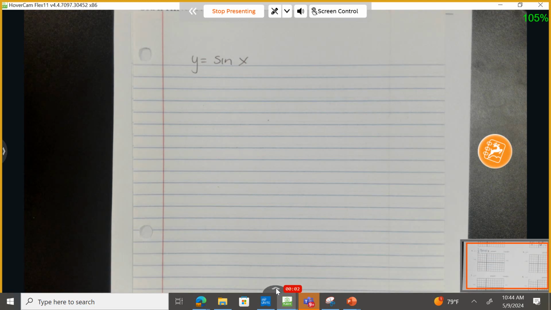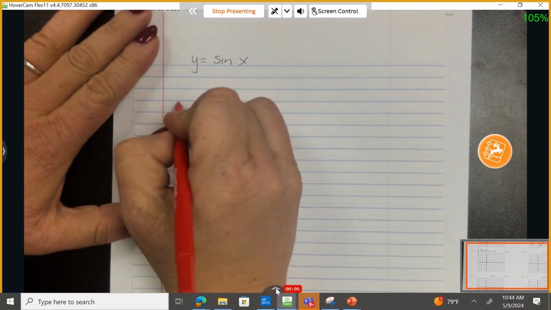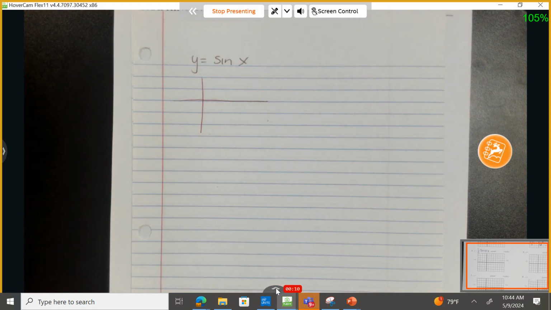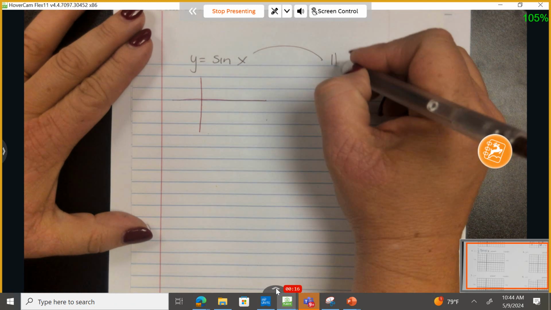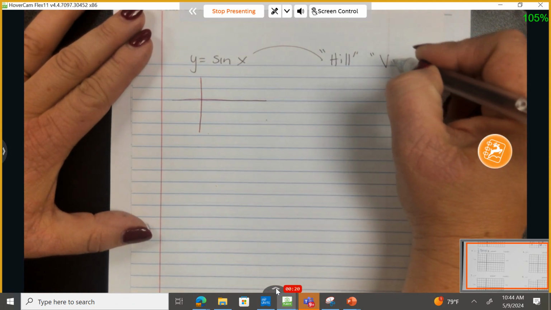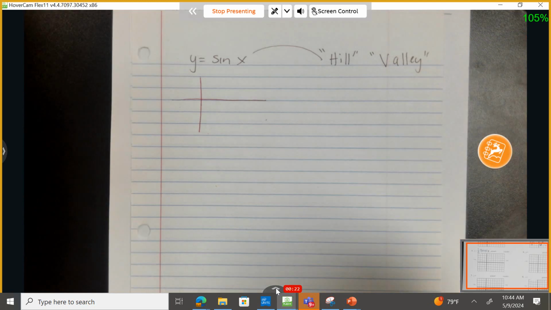So today we're going to go over how we graph sine functions. Sine functions make this general shape. Now we can adjust this shape and we'll see different examples of that today, but they make this general shape. So whenever you see sine, I want you to think of these two land formations. We're going to make a hill and then we're going to make a valley.